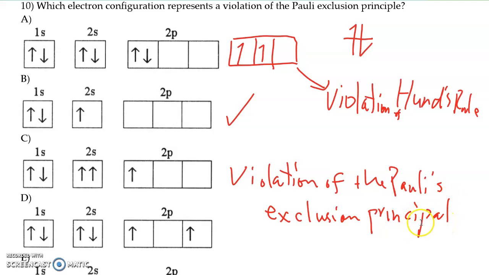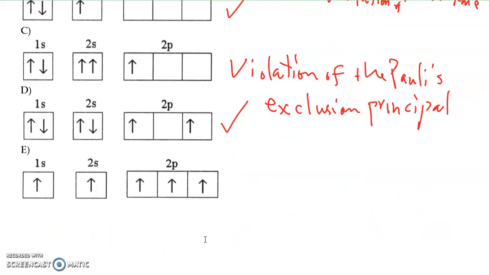Okay, so let's look at another one over here. Up, down, up, down, up, up. This is fine. This one is okay. Nothing's wrong with it. You don't have to fill the center before you fill the side. Okay, let's look at this one. Up, you have to fill the lower level first. So if you have 5 electrons, what you can do is 1, 2, 3, 4, and 5.